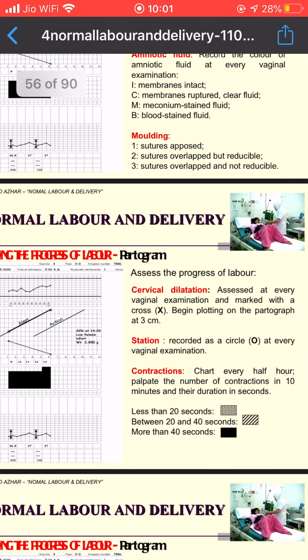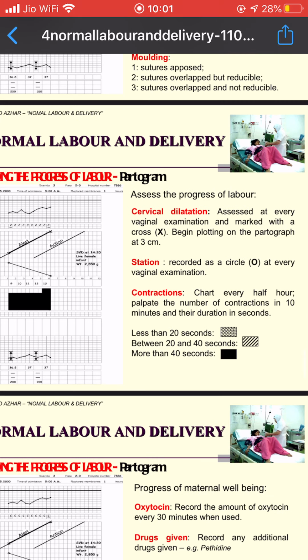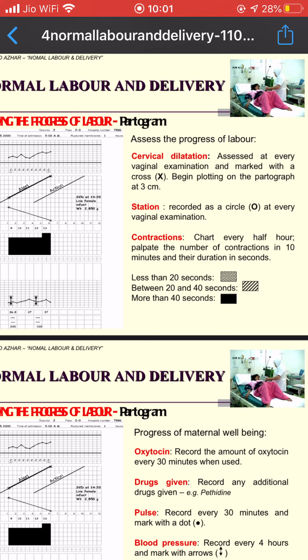Now cervical dilatation is assessed at every vaginal examination and marked with a cross. Begin plotting on the partograph at 3 cm. Station is recorded as a circle, O, at every vaginal examination. Contractions are charted every half an hour. Palpate the number of contractions by placing your hand on the fundus of the uterus, and feel for tightening of the abdomen, and the duration. So you can see the boxes. If it is less than 20 seconds, you mark it this way. If it is between 20 to 40, you draw these lines, and if it is more than 40 seconds, you color the entire box.